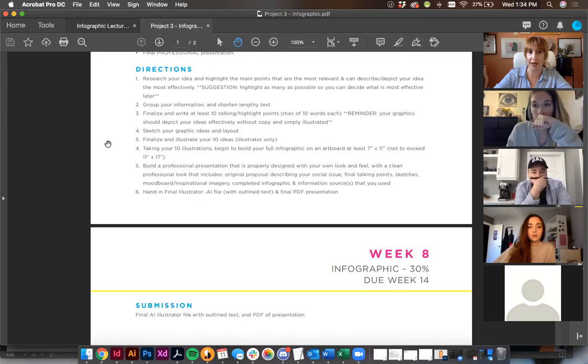Then give yourself a good sketch. Finalize and illustrate your 10 ideas. And then take your 10 illustrations and build them into a full infographic. Again, at least 7 by 11 or 11 by 17.